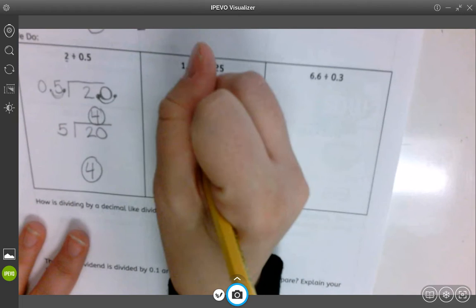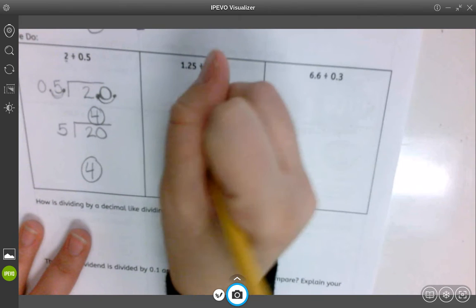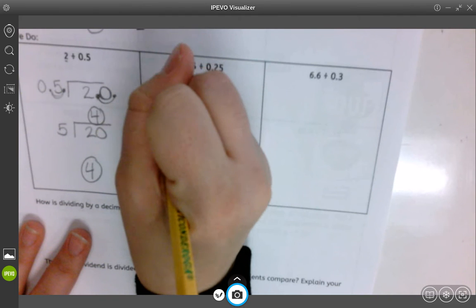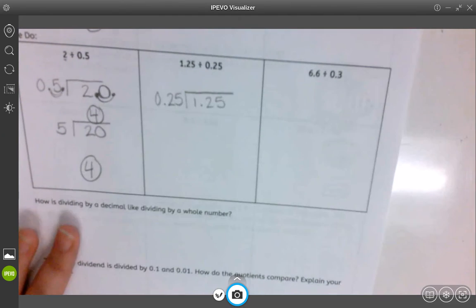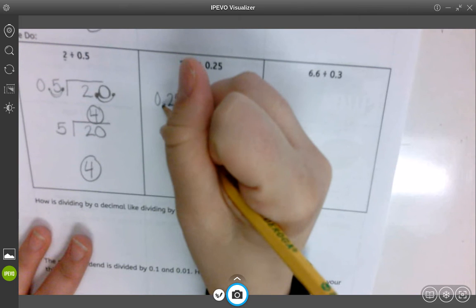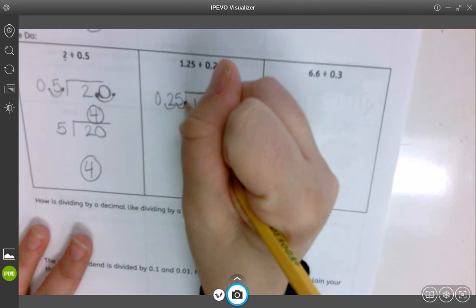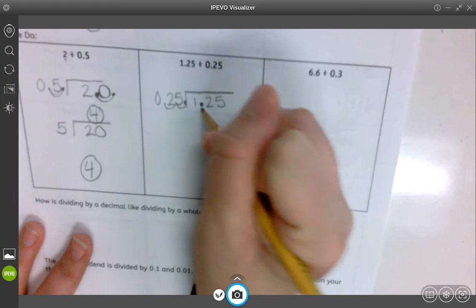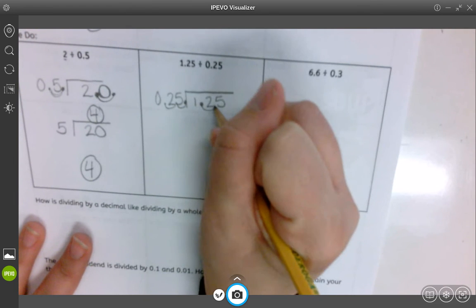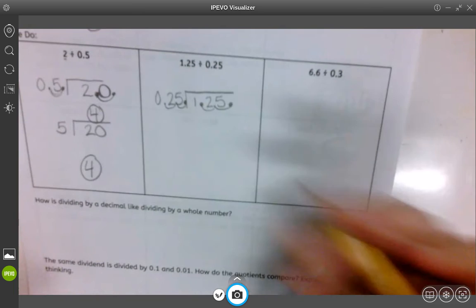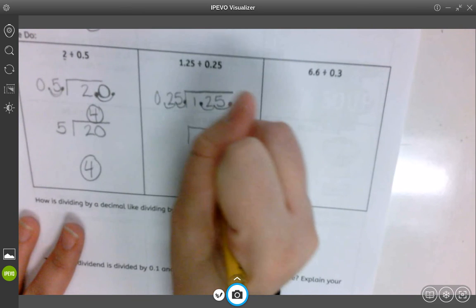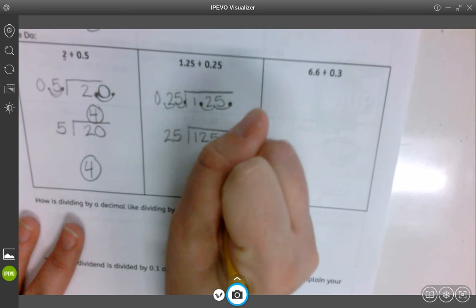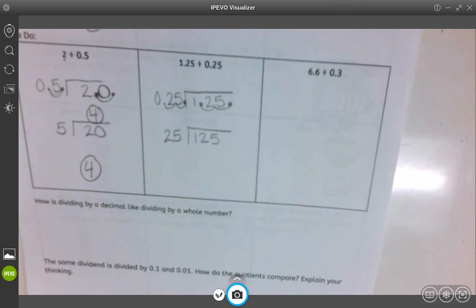Okay, if we move on to the next one, 1 25/100 goes inside, 0 25/100 gets stuck out in the rain. So for this one, I need to move the decimal twice to get to the end of the number. This one, they gave us our decimal, so I'm going to start here and I'm going to move it twice. And luckily, it gets to the end of the number again, so we don't even have to deal with it. So we have 125 divided by 25.